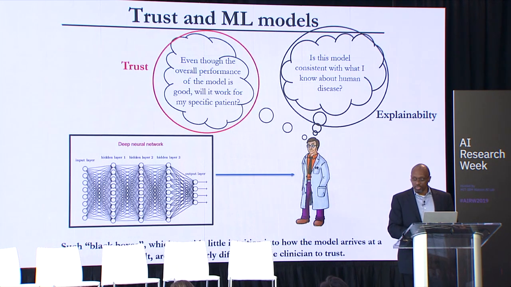So that is just one example of trust, a concept that I think is important and really paramount in the use of machine learning models in the healthcare sphere. But explainability, I think, is another one.